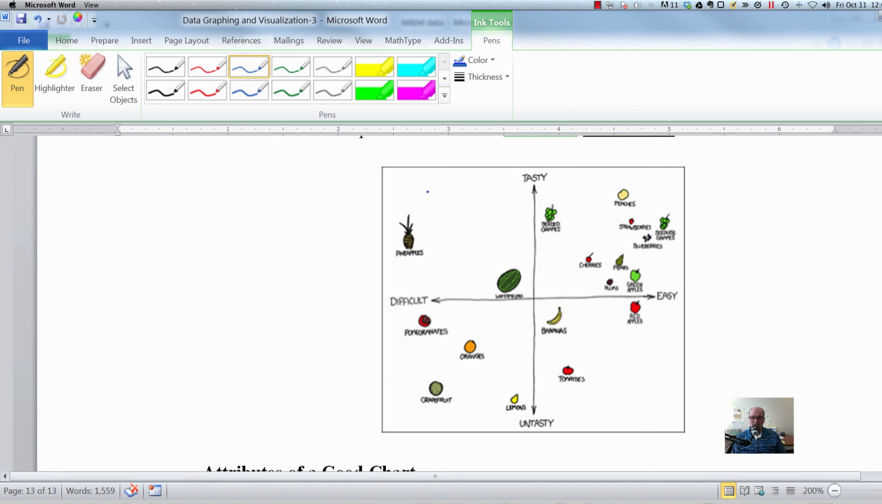And then the tastiness scale, up here on the very, very tasty, this person, whoever made this, really likes peaches and grapes and pineapples, it looks like. And is not a big fan of lemons and grapefruits and tomatoes, right? So they're down here on the untastiness.